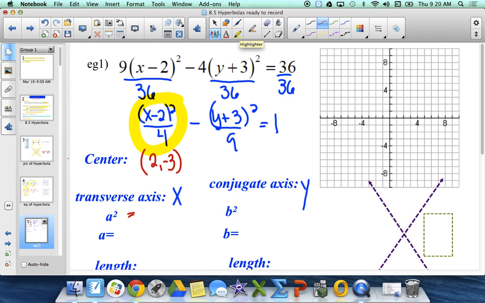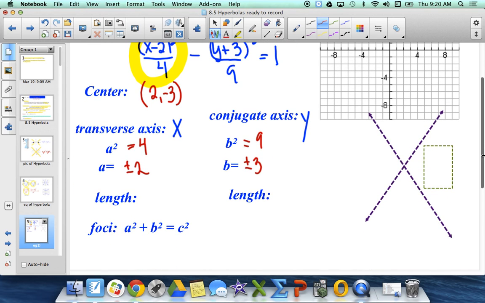A squared is equal to 4, so a is equal to plus or minus 2. B squared is equal to 9, so b is equal to plus or minus 3. The length of the transverse axis would be 2 times 2 or 4. And the length of the conjugate axis would be 2 times 3 or 6. The foci: a squared plus b squared is equal to c squared. So that is 4 plus 9, which is equal to c squared. So c is equal to the square root of 13.